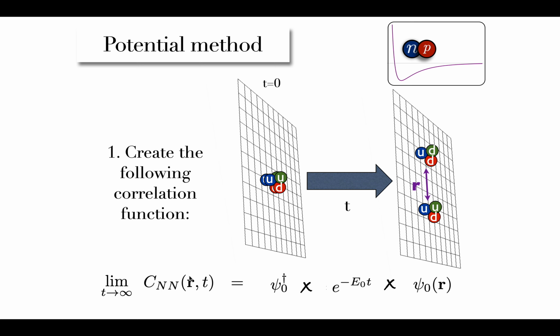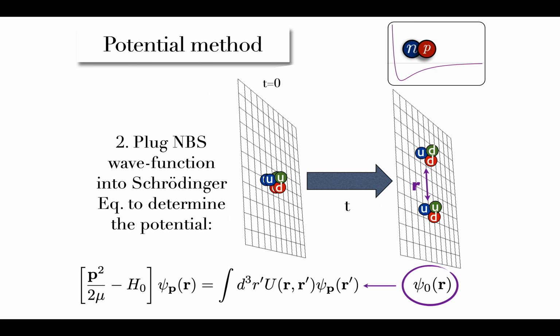So what's different is instead of extracting energies, we're going to take this psi naught of r and interpret that as a Nambu-Bethe-Salpeter wave function, which we can then plug into the Schrodinger equation to determine the potential. So here's the Schrodinger equation, just rearranged a bit. We have the momentum of the two-particle system squared over twice the reduced mass of that system. And then H naught is just grad squared over 2 mu. And then our potential is here on the right-hand side, and this is the thing we would like to extract.